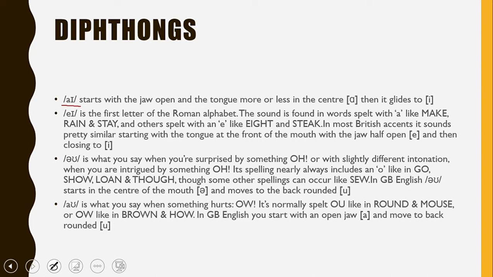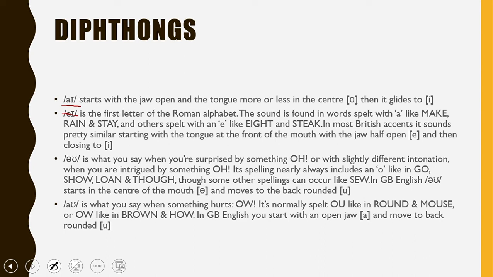Next is A. So, for example, when you say make, rain, and stay. Your tongue is at the front of the mouth, and your jaw is half open when you say A. When you glide toward the E sound, your mouth is slightly closed. Your jaw is closed.